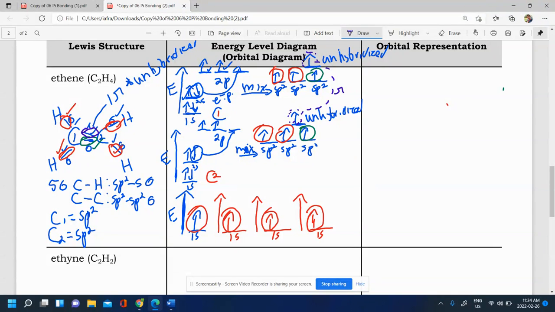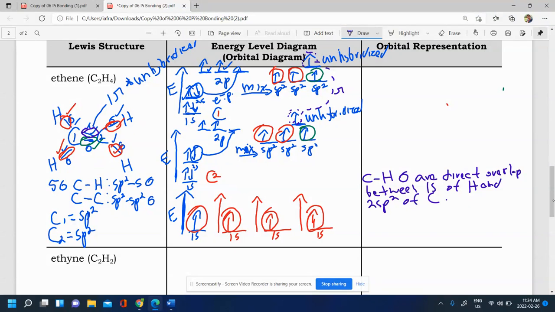So what we've just done here is we've shown the hybridization process and explained the sigma bonds involved in this molecule. We essentially said that we have the CH sigma bonds are direct overlap between 1s of H and 2sp2 of C.